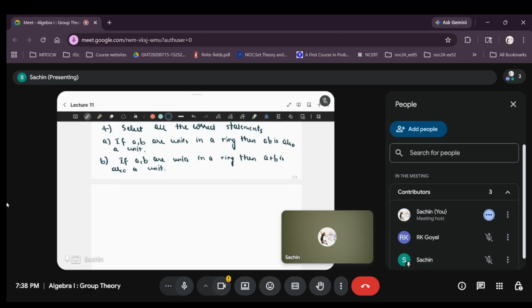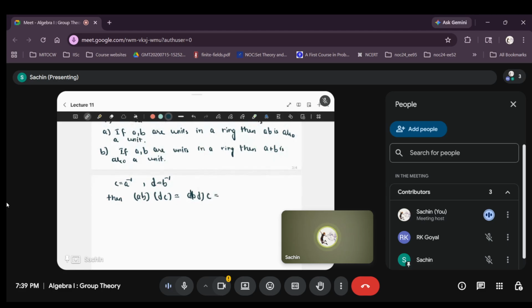So if c equal to a inverse and d equal to b inverse, then ab times cd, or ab times dc, is equal to a times bd times c. But d is b inverse, so this is a times c. But c is a inverse, so this is 1. So dc is the inverse of ab. Therefore, ab is also a unit if a and b are units. But the second part need not be true.